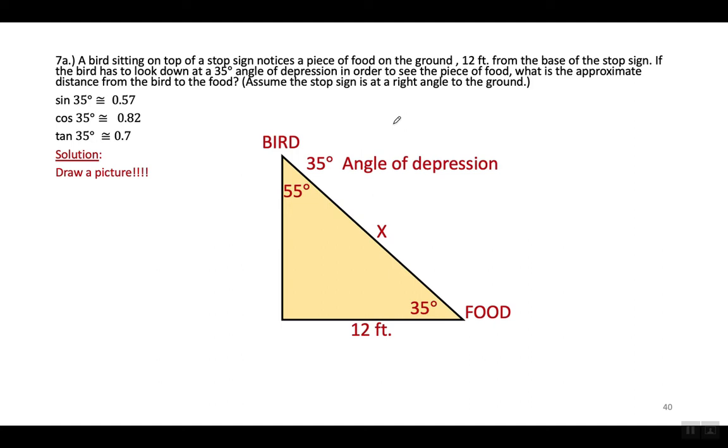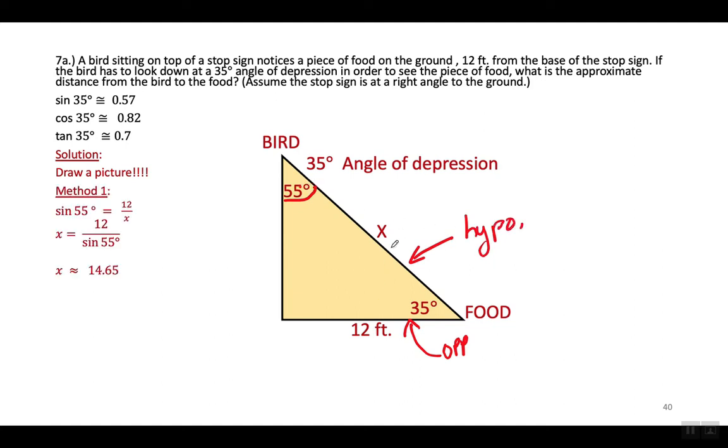Okay, so I think most of us, the way we would try to do this problem is by using this angle, and then these two sides. From the point of view of this angle right here, this side is the opposite, and this side is the hypotenuse, right? So if you use this angle and these two sides, you would use sine, all right?